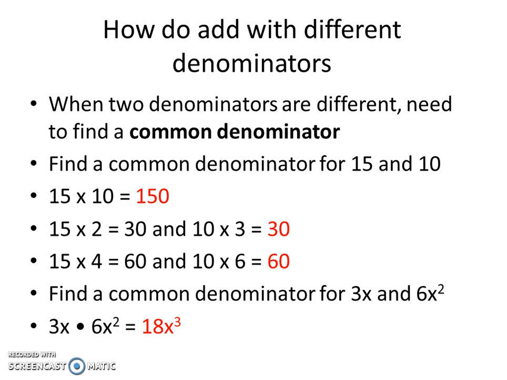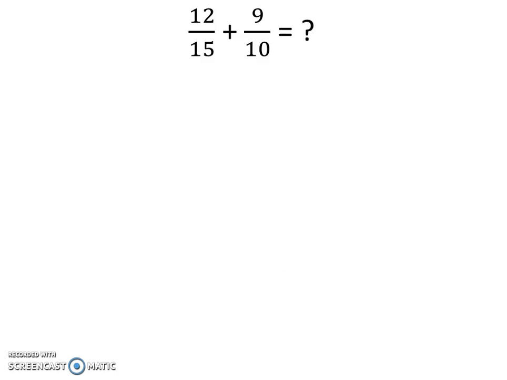Another common denominator for these two numbers would be 6x squared. We can multiply 3x by 2x to get 6x squared. So that might be a little bit of an easier common denominator to work with.